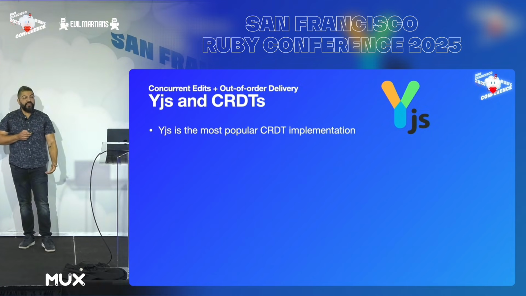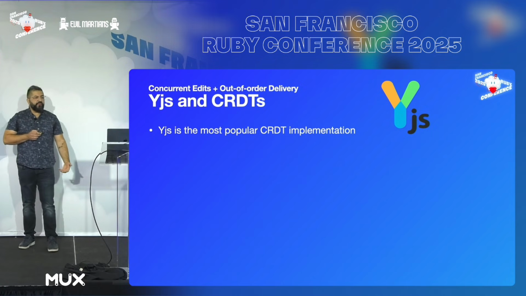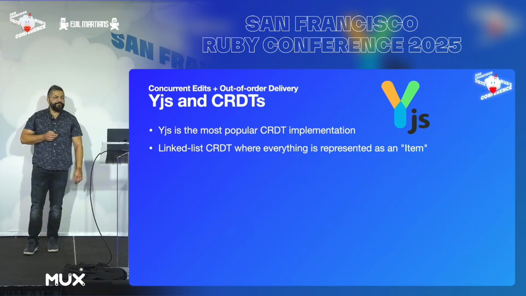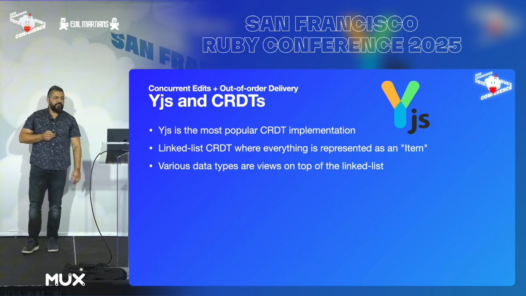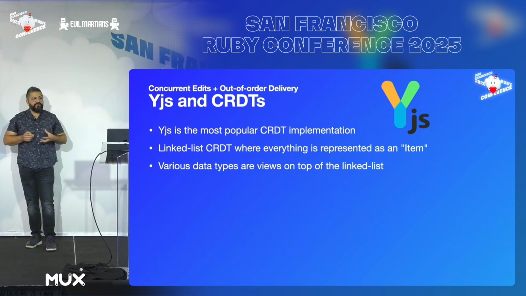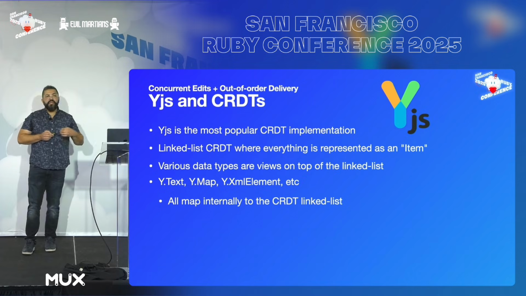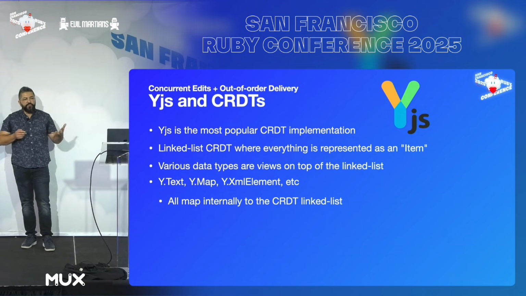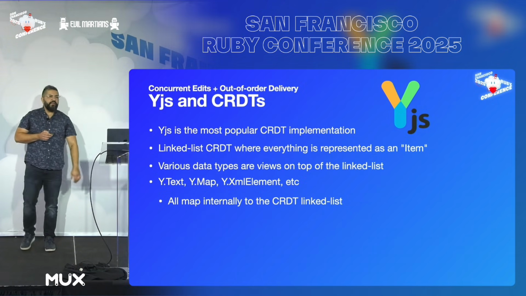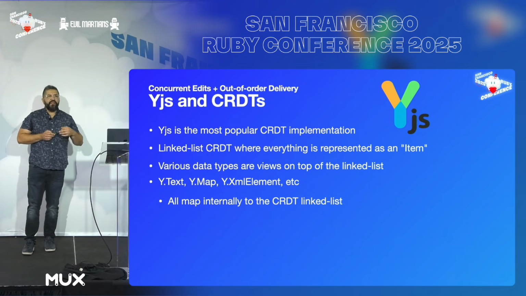So we're going to talk about Yjs, which is probably the most popular implementation of a CRDT. Internally it's a linked list CRDT, where everything's represented as an item. It has various data types that work on top of it, so you can act as if you're interacting with text, a map, or an XML element for a tree. Ultimately, it all gets mapped to the CRDT internally, but it helps you to say, I have this particular type of structure, and it helps me to represent it this way.